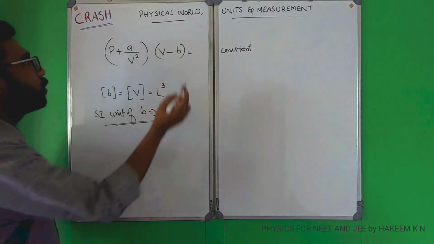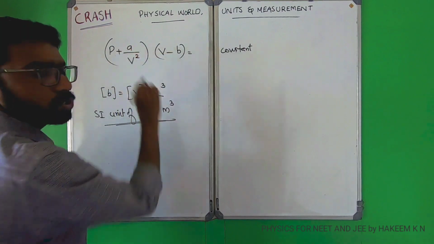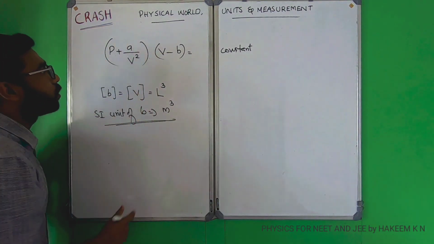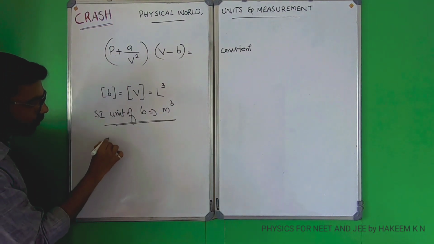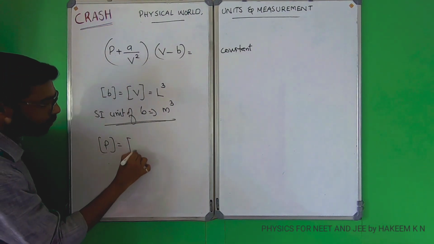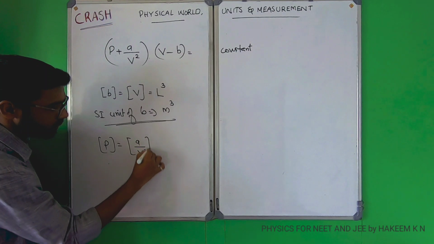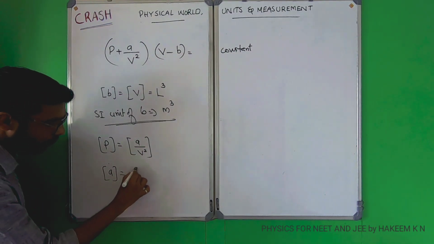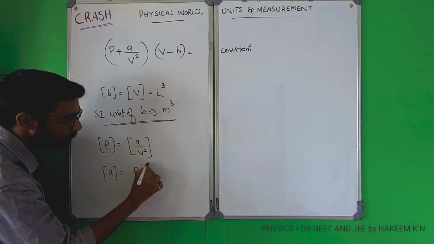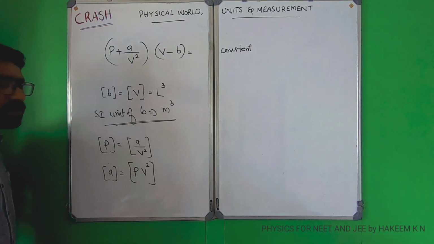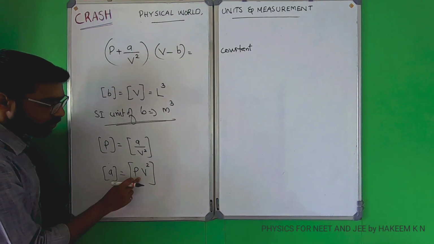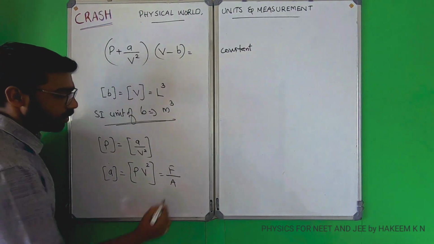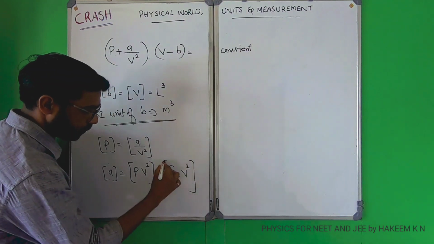Now how to find the unit and dimension of A, the first van der Waals constant? How to find it from here? The dimension of P equals the dimension of A by V square. Then the dimension of A equals pressure into volume square, the dimension of PV square. Pressure is, we know, force by area, into volume square.